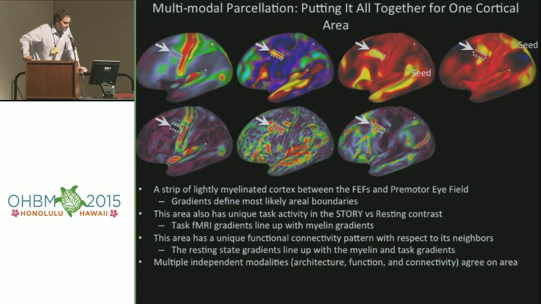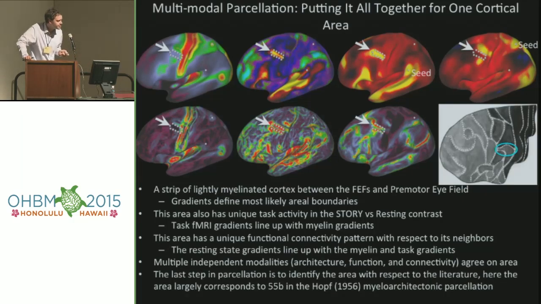So we've got multiple independent modalities, architecture, function, and connectivity that all agree on an area. And the last step of the parcellation is to try and figure out, has somebody seen this area before? So identify the area with respect to the extant literature. And one really nice candidate for this area is from an older parcellation by Adolf Hopf. They call this area 55B.